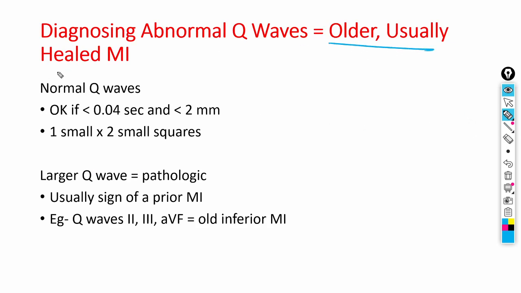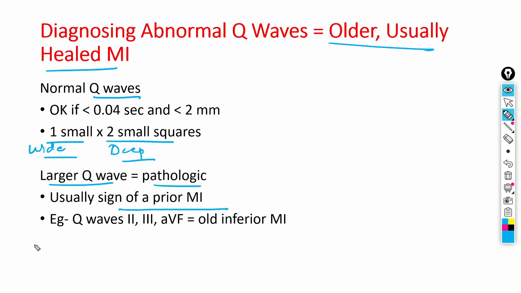Now diagnosing abnormal Q waves. These are usually seen in older, usually healed MI. The normal Q waves are one small box wide and two small boxes deep. It is a normal Q wave. But the larger Q wave, which is more than one small box wide or more than two small boxes deep, is a pathological Q wave. These are usually the sign of prior myocardial infarction. For example, if we can see Q waves in leads 2, 3, aVF, it is an old inferior wall MI.